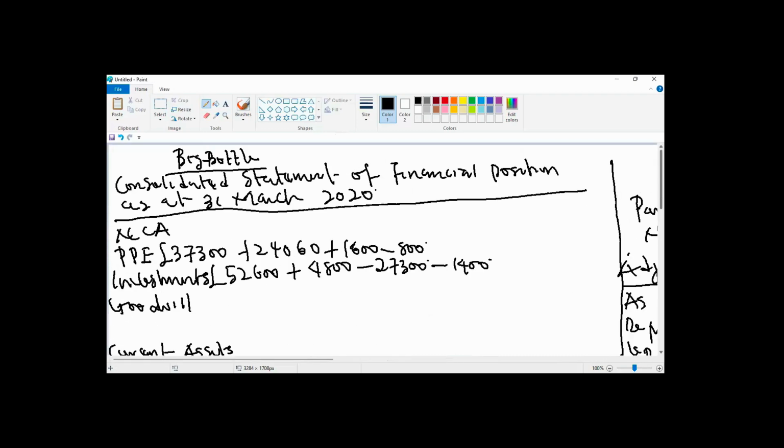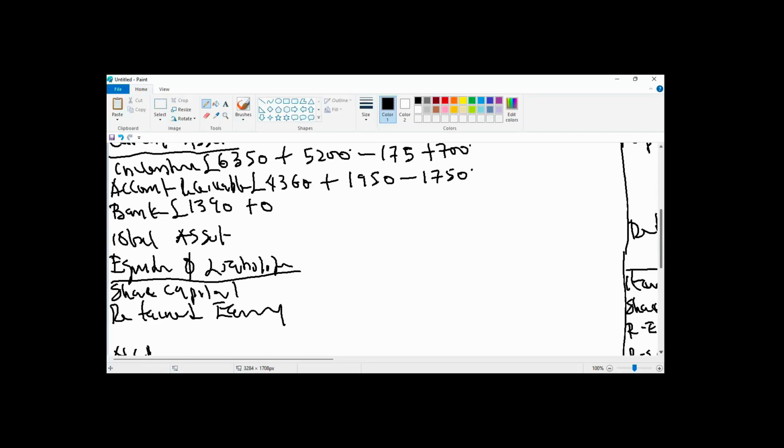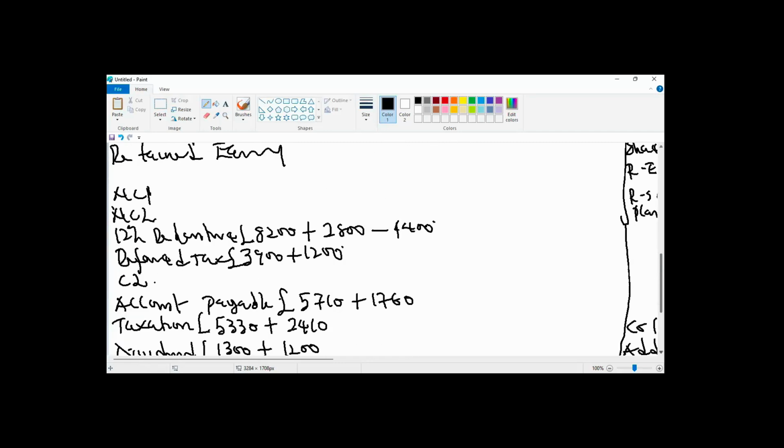Trade receivable. In the current asset, where is it? Minus 1,450, inventory that is in transit. I will now go to the trade payable. Remove the 750. That's all.